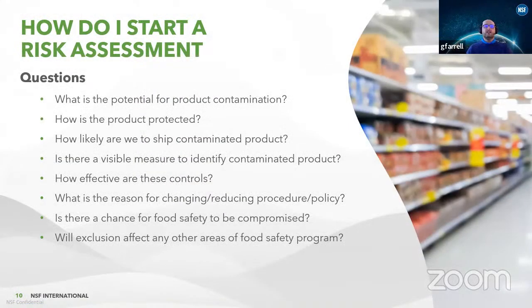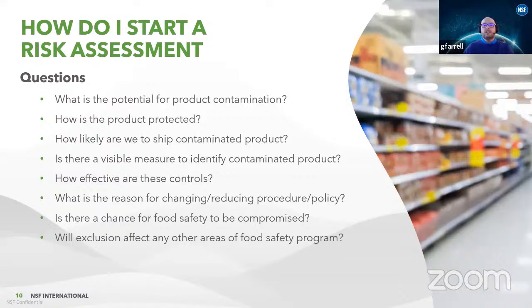So some of the questions that you can ask, remember, we've got to have a scope statement. The scope statement has to be clear. We want the scope statement to identify this is what we're looking at. Once we have that, now we're going to look for hazards and risks. So how do we start that process? What are some of the questions that we would ask? What is the potential for product contamination? How is the product currently protected? How likely are we to ship contaminated product? Is there a visible measure to identify contaminated product? How effective are the controls that we have in place?